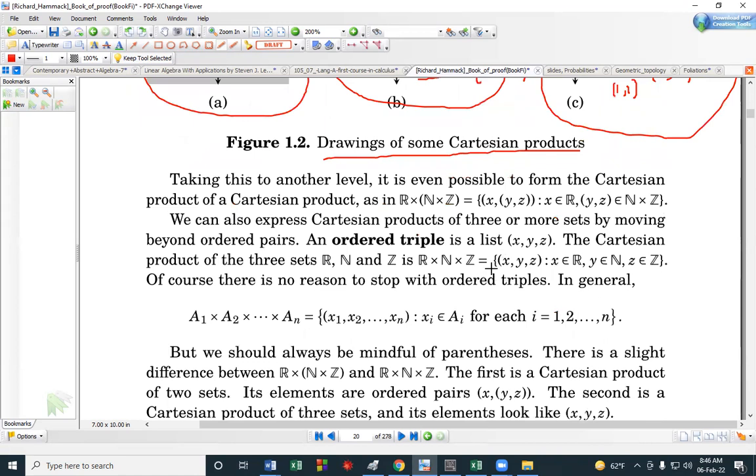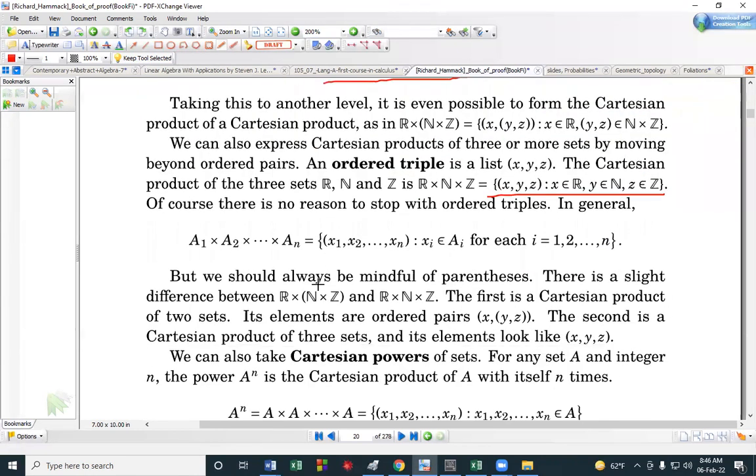Similarly, they talked about ordered triples. And arbitrarily, you can generalize your Cartesian product for n non-empty sets. The first component will come from the first set, the second component will come from the second set.